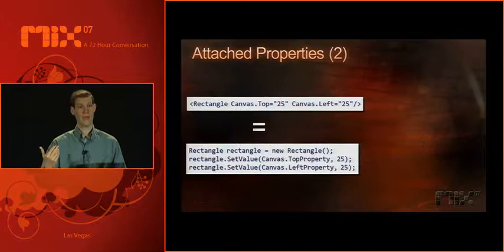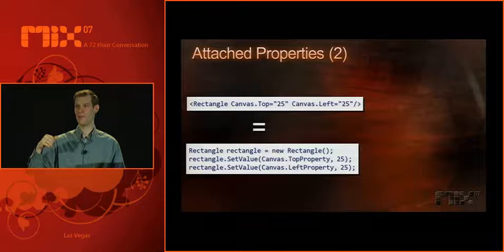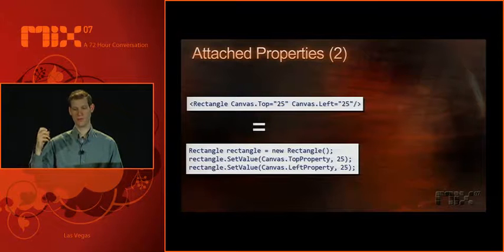And so the programmatic way of setting an attached property is to call setValue, rectangle.setValue, and then you tell it what property you want to set, canvas.topProperty, and you tell it the value you want to set, which is 25.